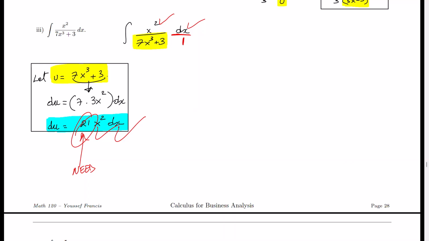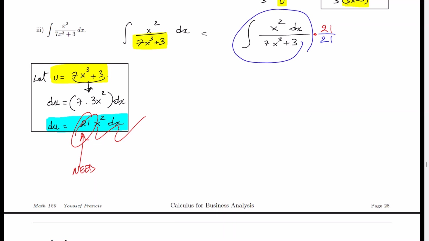So how do you fix it? Hopefully by now you know the answer to this question. To fix it, we just multiply by a special quantity, by a special number. So let's go ahead and do that. So I'm going to rewrite the problem. I've got the x squared. I'm going to slide the dx next to it. The 7x cubed plus 3 will be on the bottom. And I need to multiply this whole thing by a quantity that I'm calling 21 over 21.